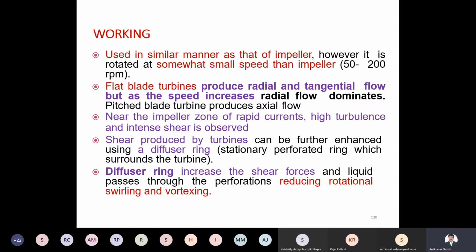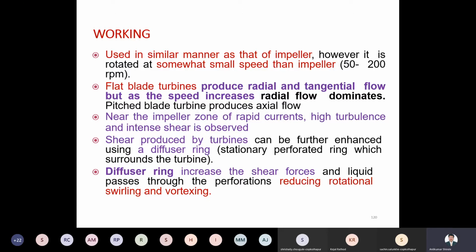If I use a flat blade turbine, it produces radial and tangential flow patterns, and the speed increases with the radial flow, right? So the speed of the flow will be effective due to these flat blades. The flat blade speed should be the lowest, 50 to 200 rpm, producing radial and tangential flow, which produces the mixing.